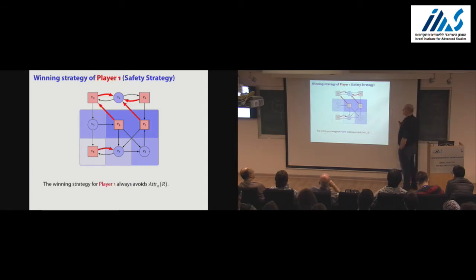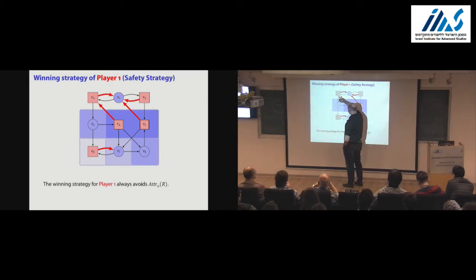Now, conversely, the strategy for player 1 is simply to avoid getting into the attractor. So the winning strategy for player 1 just chooses a successor state that is outside the attractor for player 0. So, for example, if you're up here, then you don't want to play to v3 because from v3 player 0 would have a winning strategy.